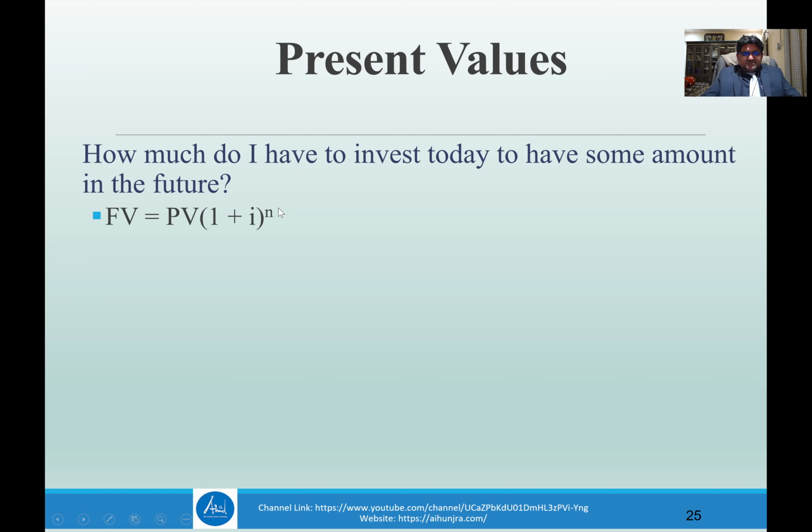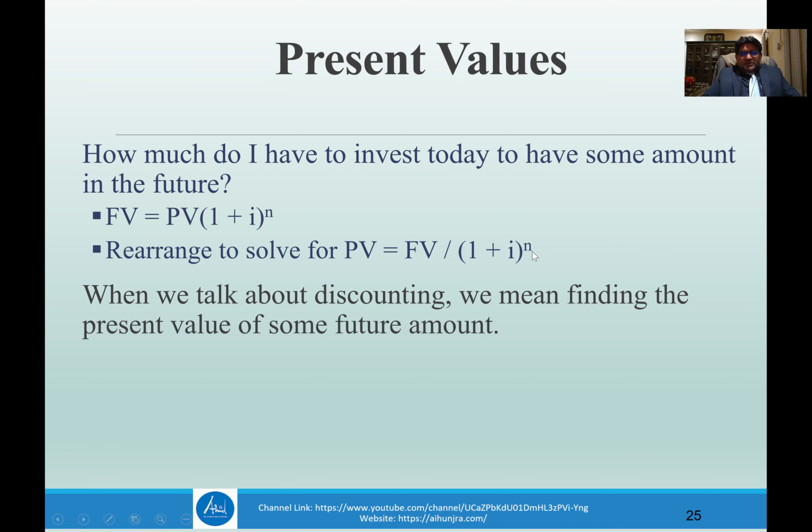We can rearrange. Now we have to find the present value, so obviously this part will be divided. Future value divided by (1 plus I) raised to the power n. This is the future value interest factor, and it will be in the denominator. So we can write the equation: present value is equal to future value divided by (1 plus I) raised to the power n. When we talk about discounting, it means finding the present value. When we talk about compounding, it means finding the future value.